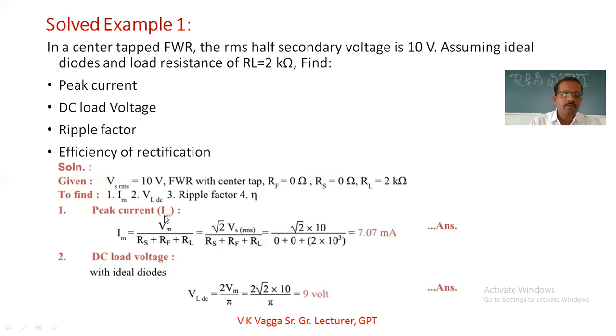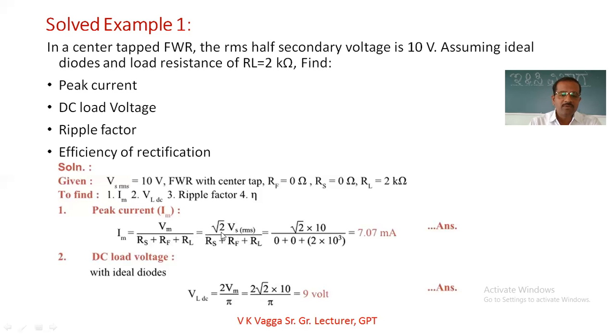What is the formula for the peak current? Im is equal to Vm divided by Rs plus Rf plus RL. All these formulas were already listed in the previous class. And what is the value of Vm? Vm is equal to root 2 into Vs RMS. So in place of Vm, I place root 2 into Vs RMS divided by Rs plus Rf plus RL.